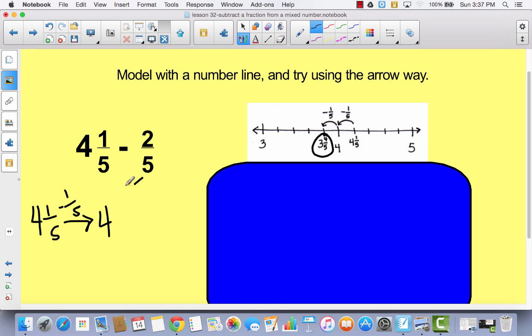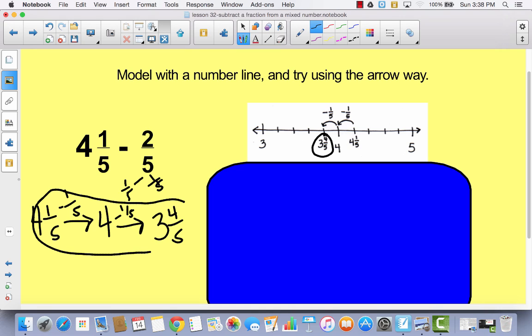And I knew that if I took away 1/5, that would leave 1 more fifth to take away. So now I can say, what is 1/5 minus 4? Well, that would leave 3 and 4/5. So this is the arrow way.